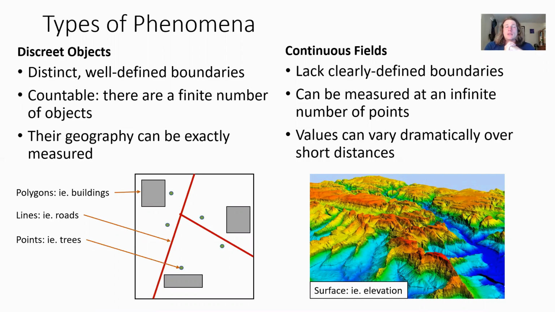One of the key determinants of what type of data model that we want to work with is the type of phenomena that we're looking at. Broadly speaking, we can have two different types of phenomena, either discrete or continuous.